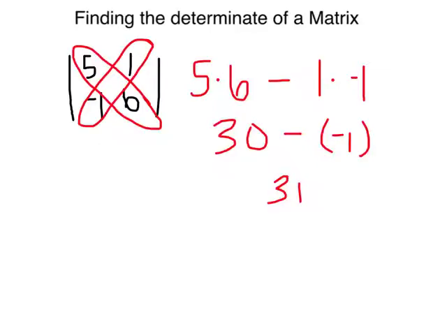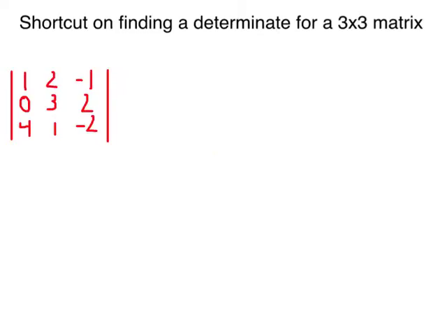Let's take a look at a shortcut on how to find the determinant of a matrix that is a 3 by 3 matrix. Alright, so a shortcut on finding a determinant for 3 by 3 is as follows. So let's go ahead and do the first step here. Step 1 is to write the first 2 columns outside the matrix, on the right side here.